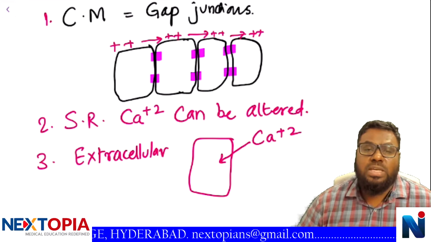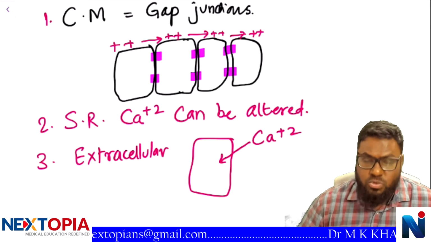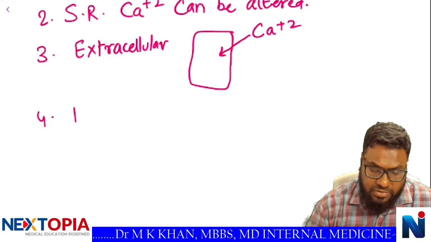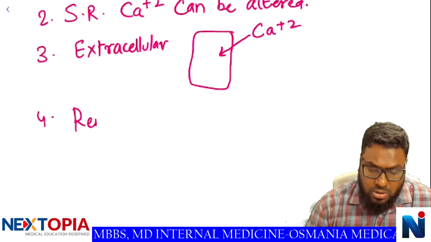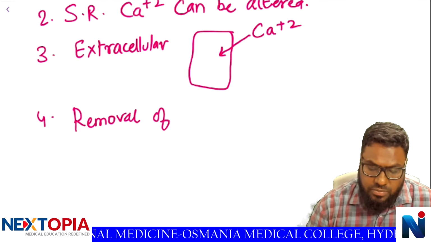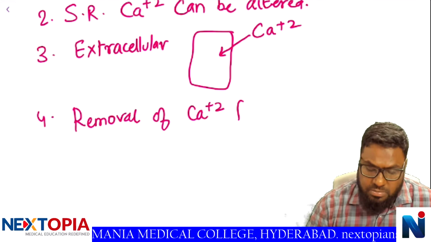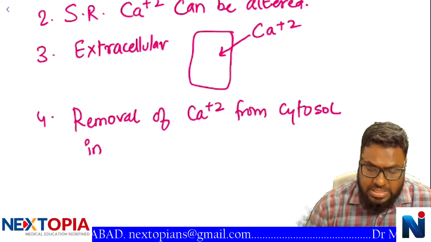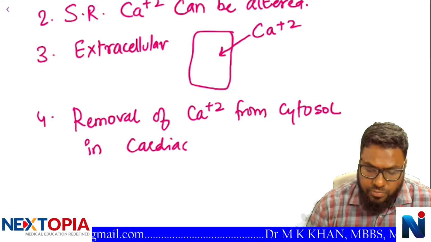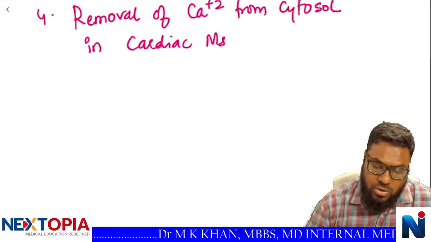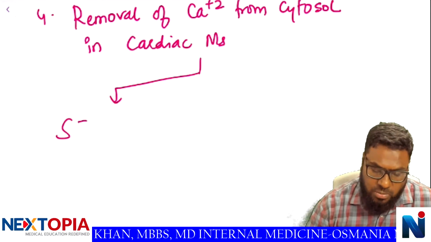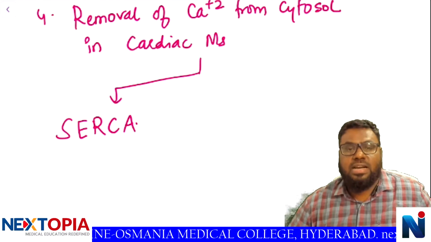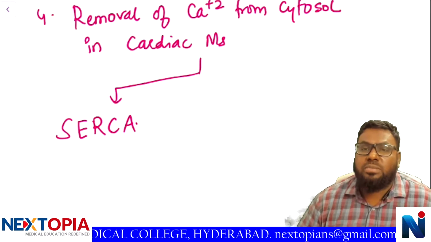How does the cardiac muscle remove cytosolic calcium? Removal of cytosolic calcium by cardiac muscle is by two mechanisms. So the fourth difference is the removal of calcium from the cytoplasm in case of cardiac muscle, which is brought about by two mechanisms. One is the sarcoplasmic endoplasmic calcium ATPase protein, the SERCA protein.